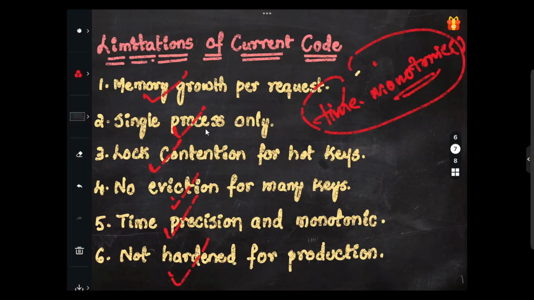Finally, let's move on with the last one, nothing but the sixth one here. Not hardened for production. Not hardened for production in the sense, no metrics, right? No metrics here, no backoff or hysteresis, no instrumentation or observability, no persistent storage. So this is related to not hardened for production. These are some of the limitations that I wanted to discuss with you guys.